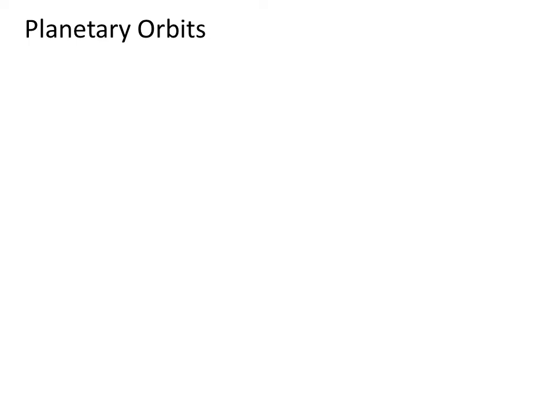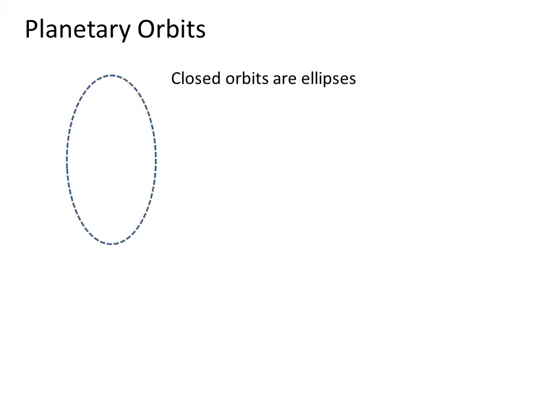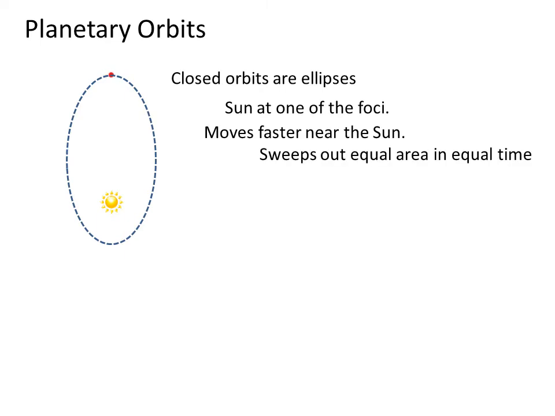In this lecture, we look at planetary orbits, or the orbits of planets around our Sun. Closed orbits are ellipses. For example, we have the Sun at one of the foci of a planetary orbit, and our planet moves around this ellipse on the dotted curve. We note that it moves faster near the Sun, and that the line joining the Sun to the planet sweeps out an equal area in equal time.